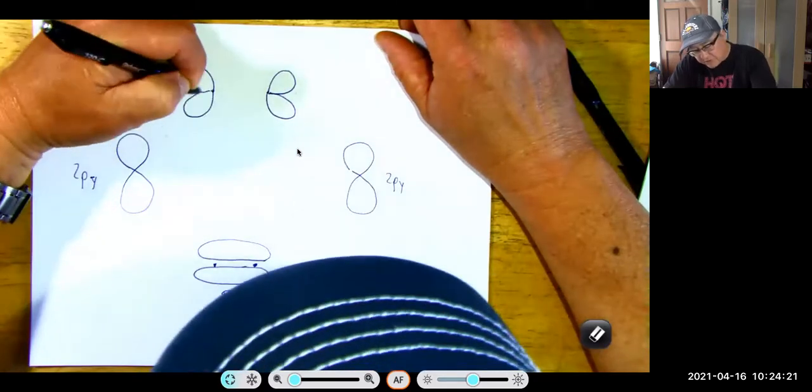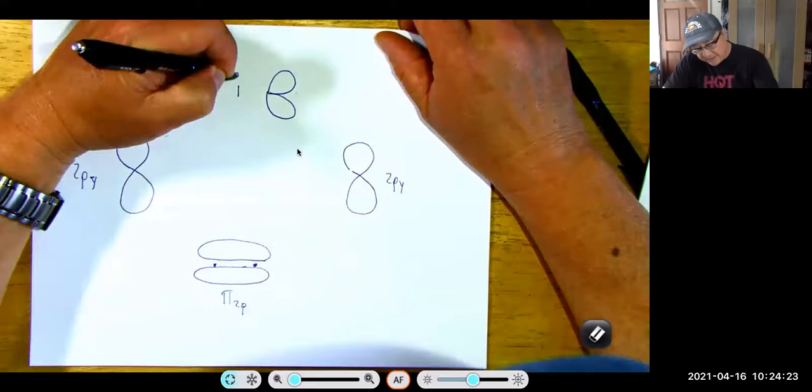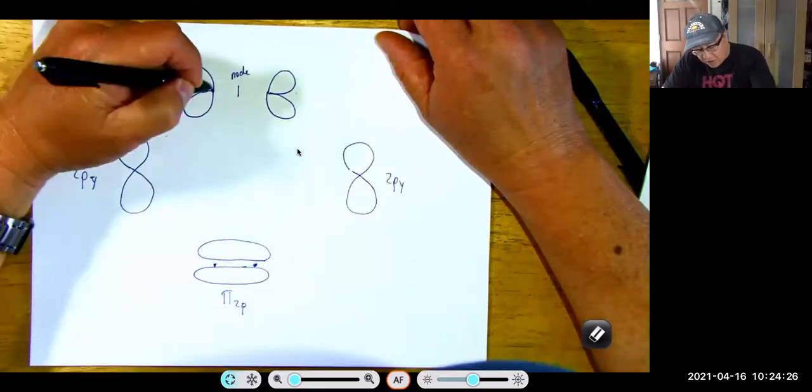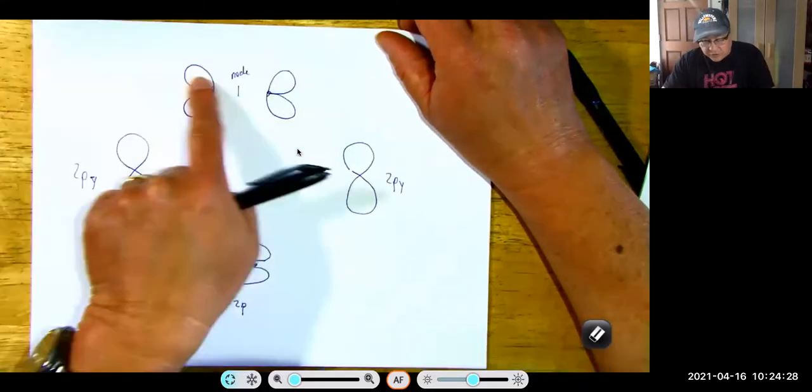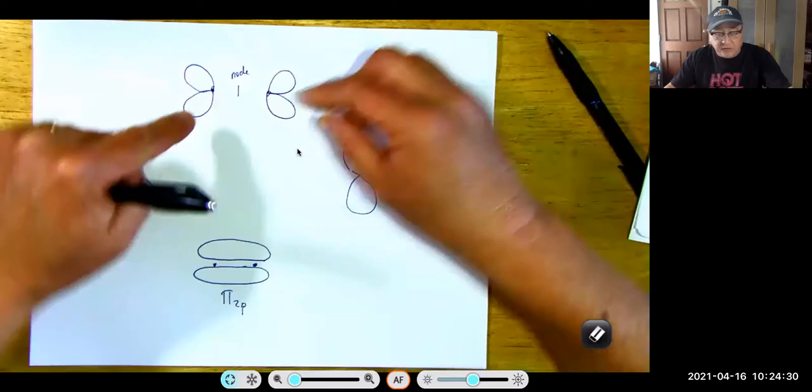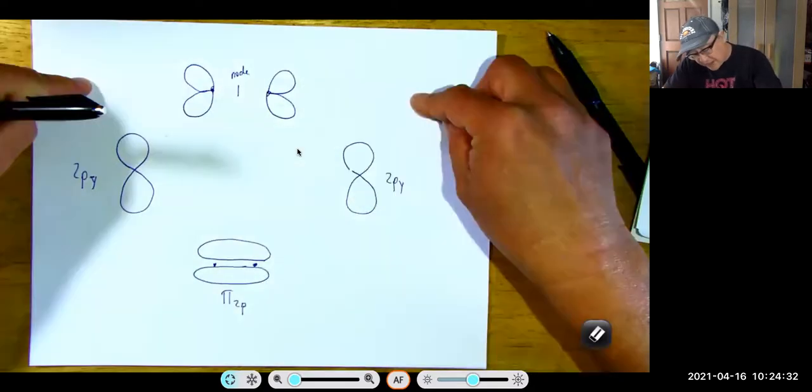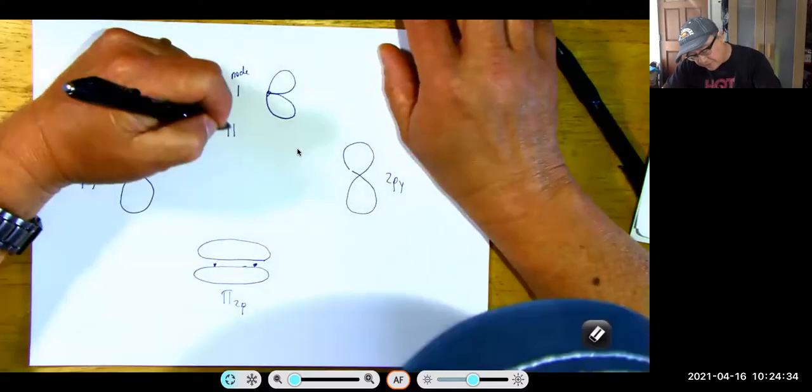Here's your node. And here, are the bulk of the electrons directly between the 2 nuclei or on line with the nuclei? And the answer is no. So this is a pi 2p star.